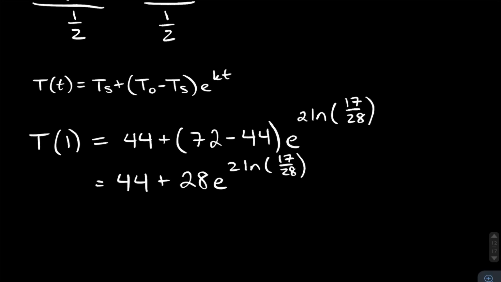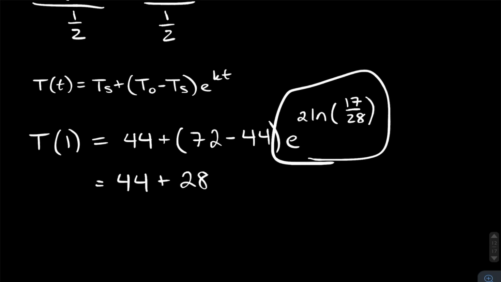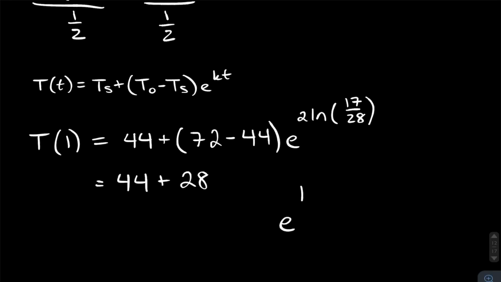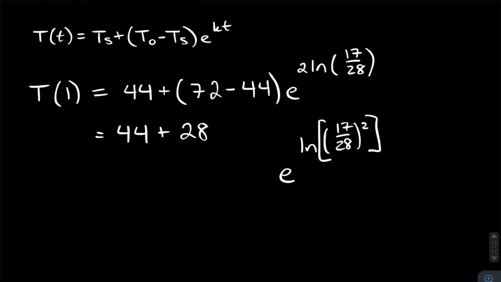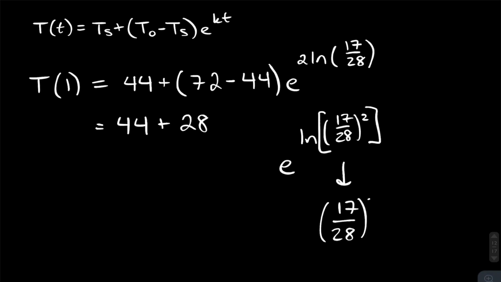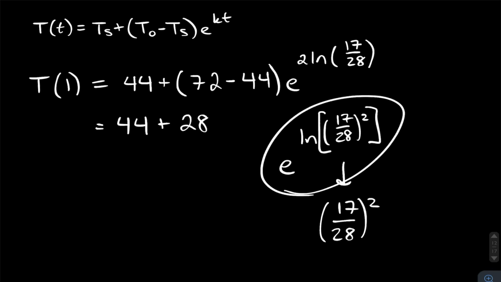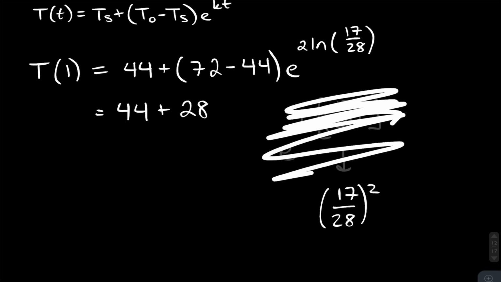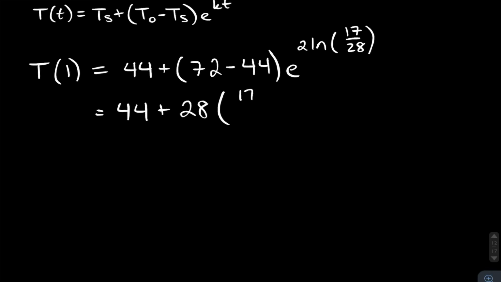And actually, if you want to simplify this even further, you could have realized that this can be rewritten as e to the natural log of 17 over 28, with this part being squared. I would need double parentheses here. That's what the 2 outside of the natural log does, and we know the e and the natural log are going to cancel out. So this would just become 17 over 28, all squared. That's what this entire thing would become. If that way didn't make sense to you, it's fine, just plug that in and you'll be fine.